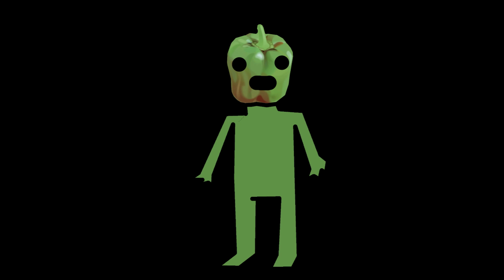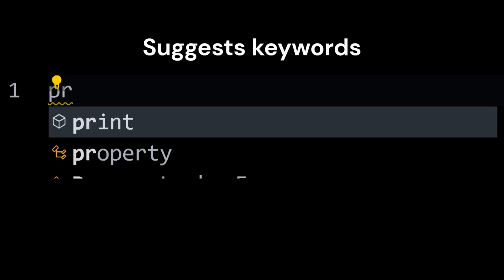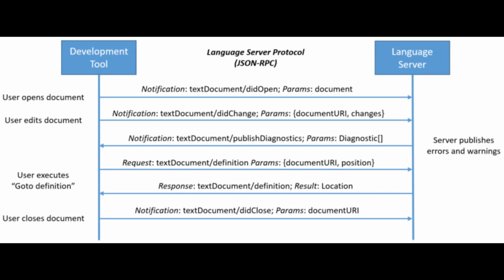Features provided by an LSP include highlighting errors and warnings in an intuitive way, providing keyword suggestions, and telling you that your code sucks. The LSP communicates every time with the client when the source file is changed or the editor wants to get keyword suggestions.